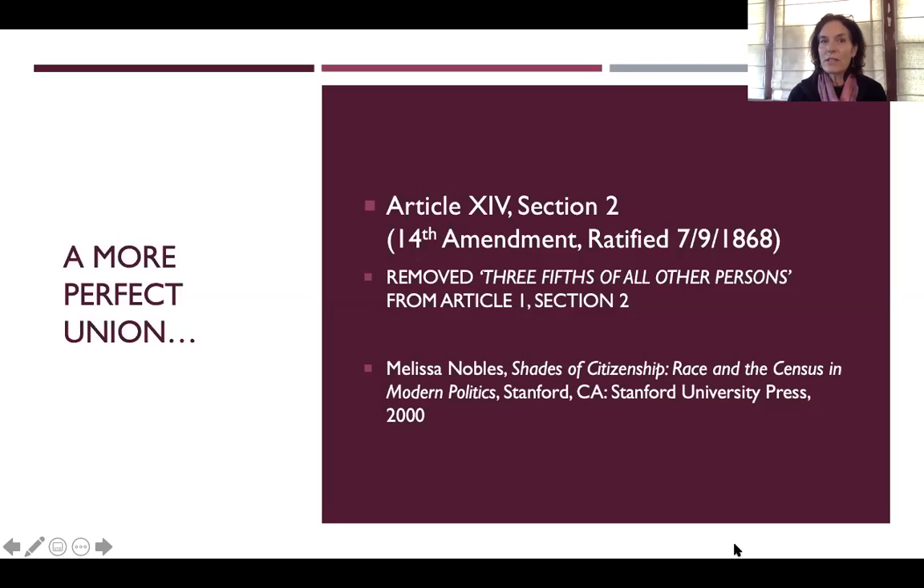One of the biggest changes happened in the 14th Amendment, right after the Civil War. And there's a wonderful book on this matter, on how we count and who we count and what we count about people, by Melissa Nobles, Shades of Citizenship: Race and the Census in Modern Politics, published in 2000. And I'll just mention that, as we know, there are many issues around who we count and how we count them. But the language in the census is about all persons.